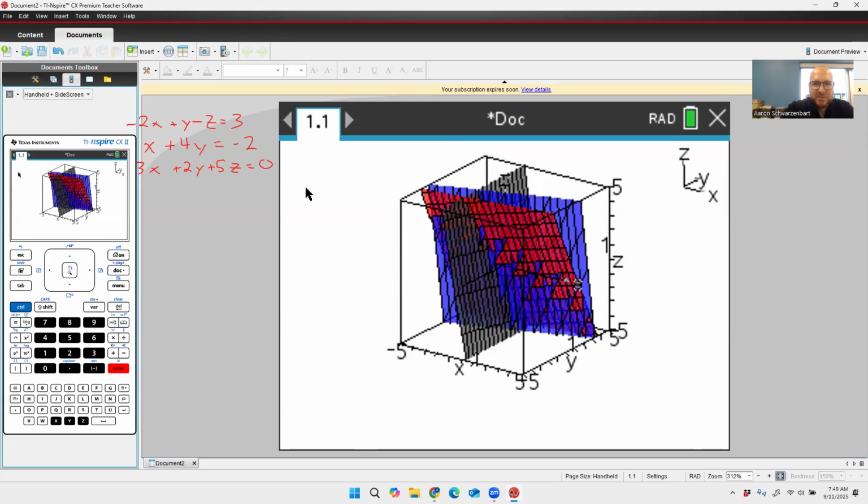We just need to become a little bit familiarized with 3D graphing, and the Inspire is wonderful because it gives us that tool. Okay, that is the end of 1.8.